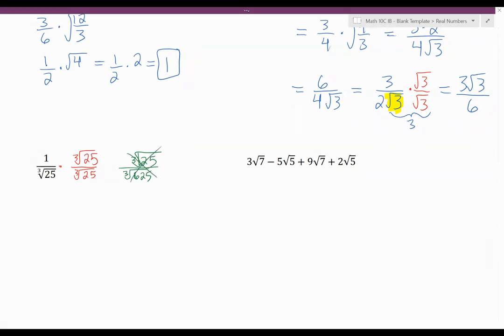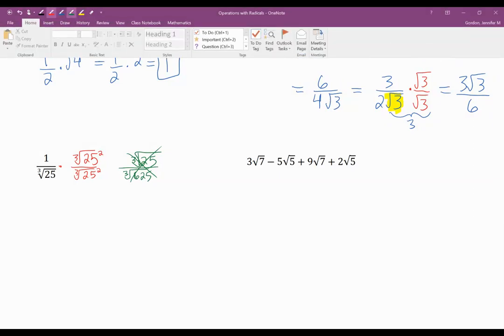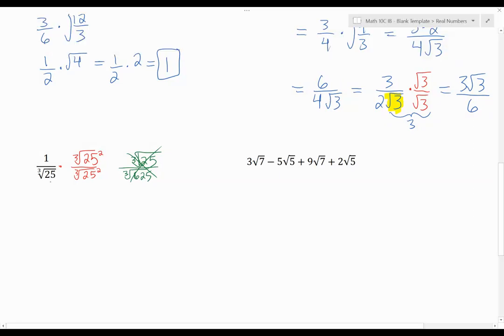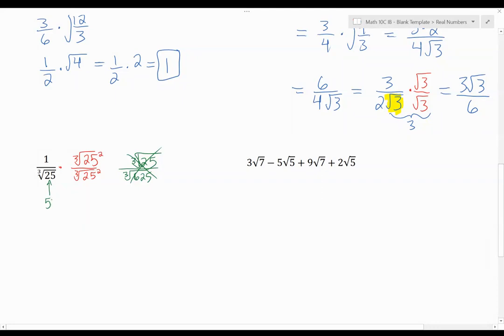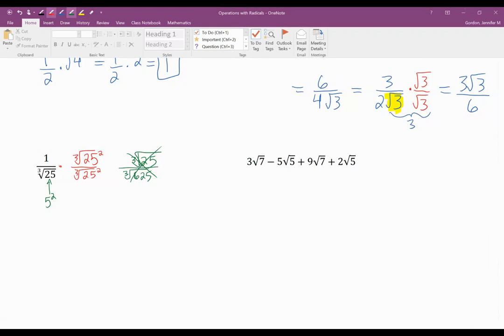What I can do instead, there's two different ways I can go about this. I can multiply by the cube root of 25 squared, because then what I'm going to create is the cube root of 25 cubed, which is just 25. And that will work, and then I'll have to simplify down. But what I'm actually going to recognize here is that 25 is already 5 squared. So in other words, I already have a square number there, so I really only need to multiply it.